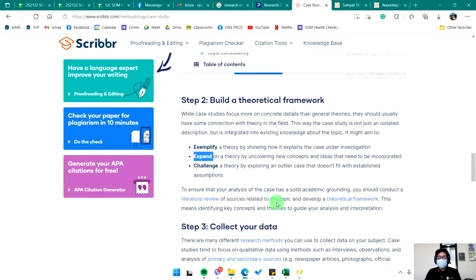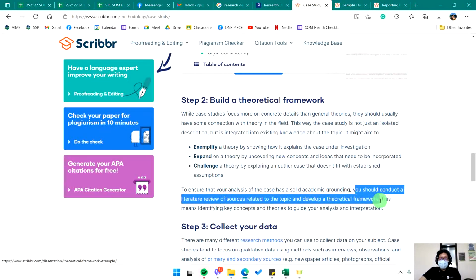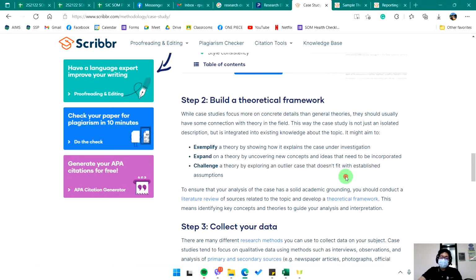Giving examples and uncovering new concepts na nakalagay dito and ideas that need to be incorporated, such as yung root cause, yung sinasabi natin, or yung factors na kailangan i-consider before saying that this situation is a racial and gender prejudice. So yun. And then after that, it is better if, aside from conducting a literature review, you will also develop a theoretical framework. So siguro naman may makikita tayo na mga models dito about racial and gender prejudice.